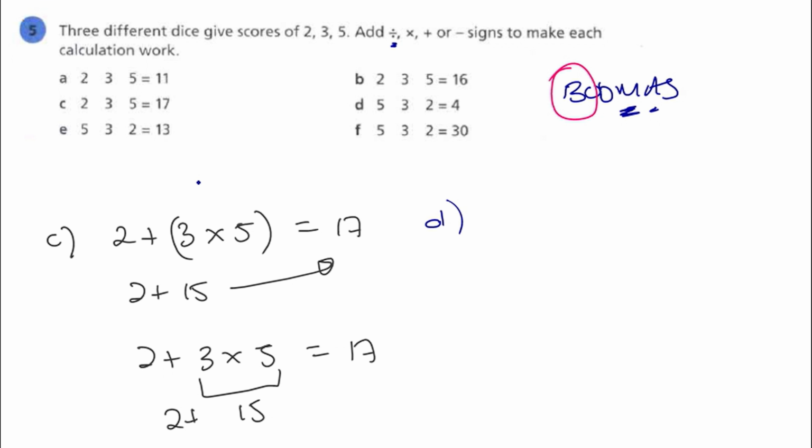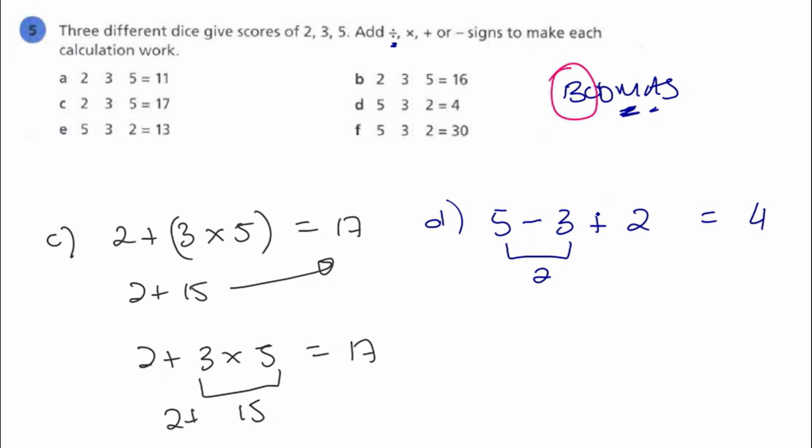The last one, I'll leave E and F for you all to do. 5, 3, 2, and that must give us 4. If we multiply 5 times 3, we get 15, and if we add or subtract 2, we're not going to get 4. If we add 5 and 3, we're going to get 8. Adding 2 and subtracting 2 will not give us 4. But if we subtract 3 from 5, this will give us 2. And then if we add 2, 2 plus 2 will give us 4.